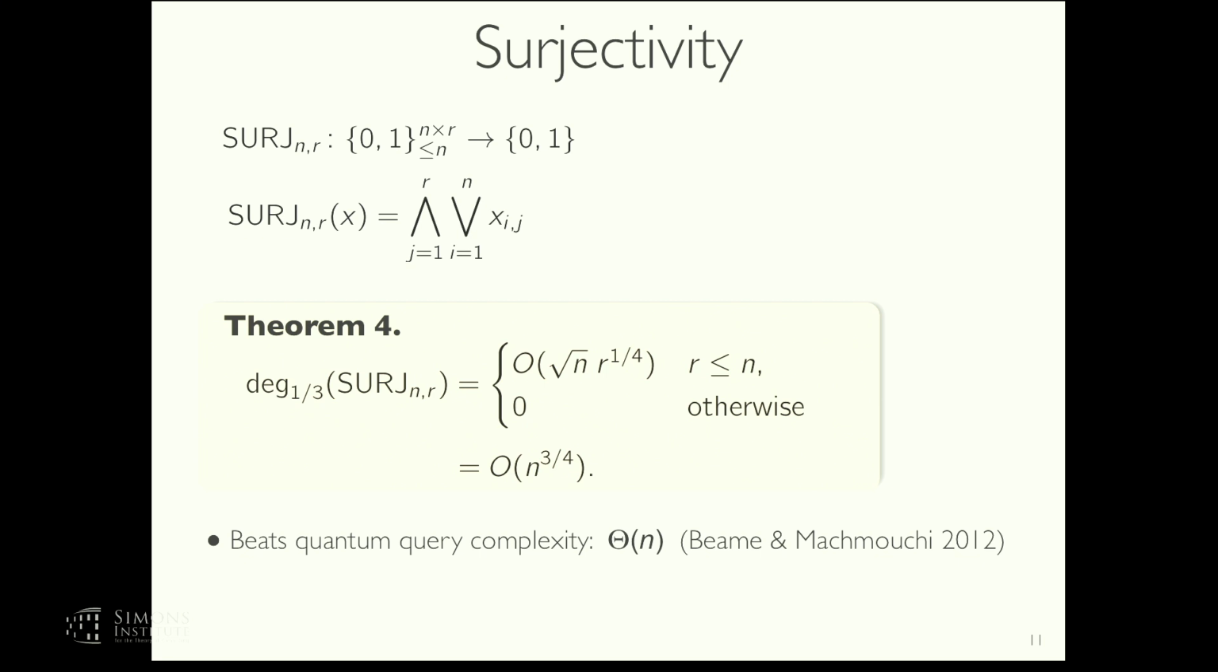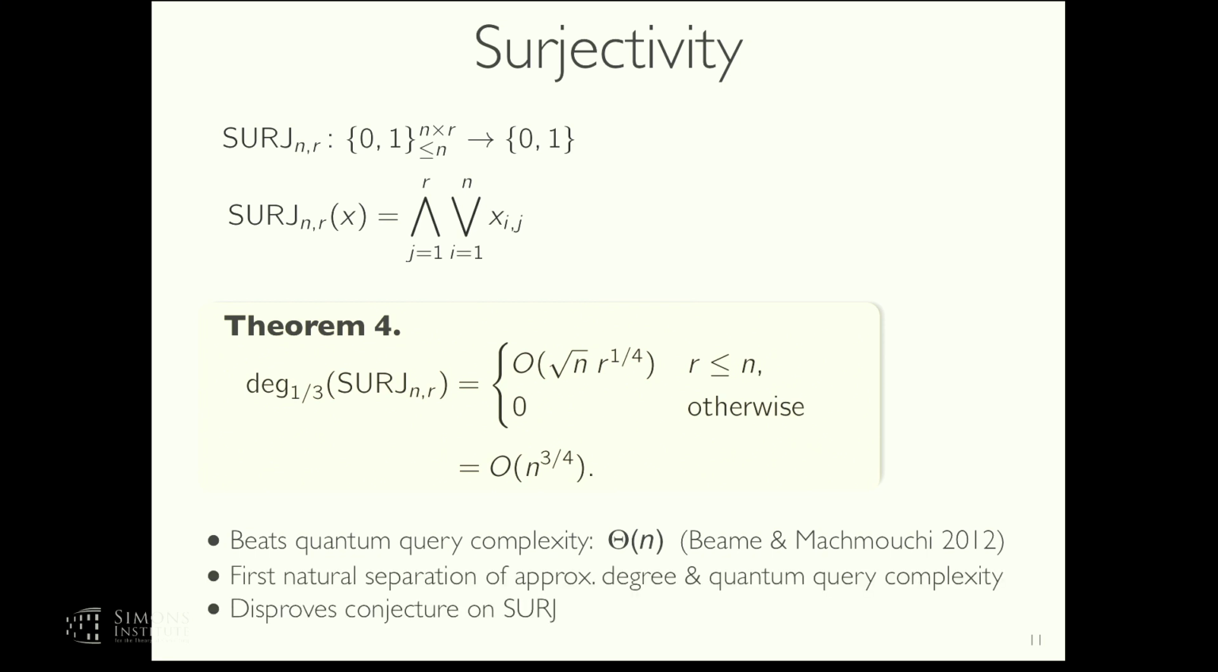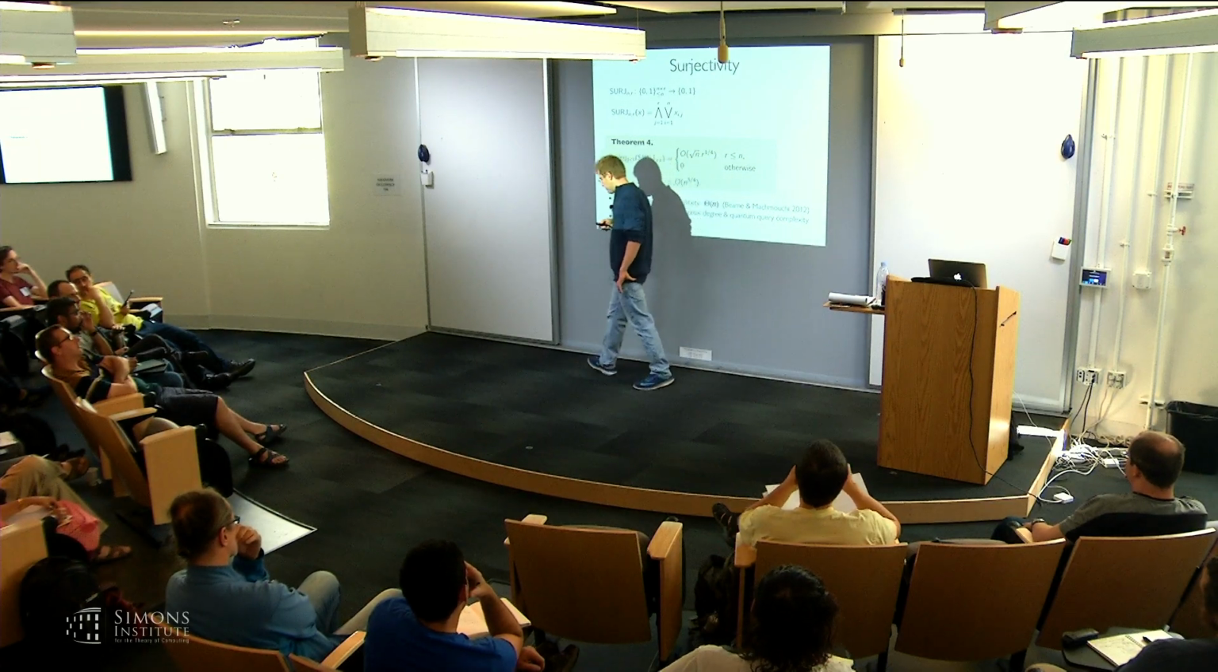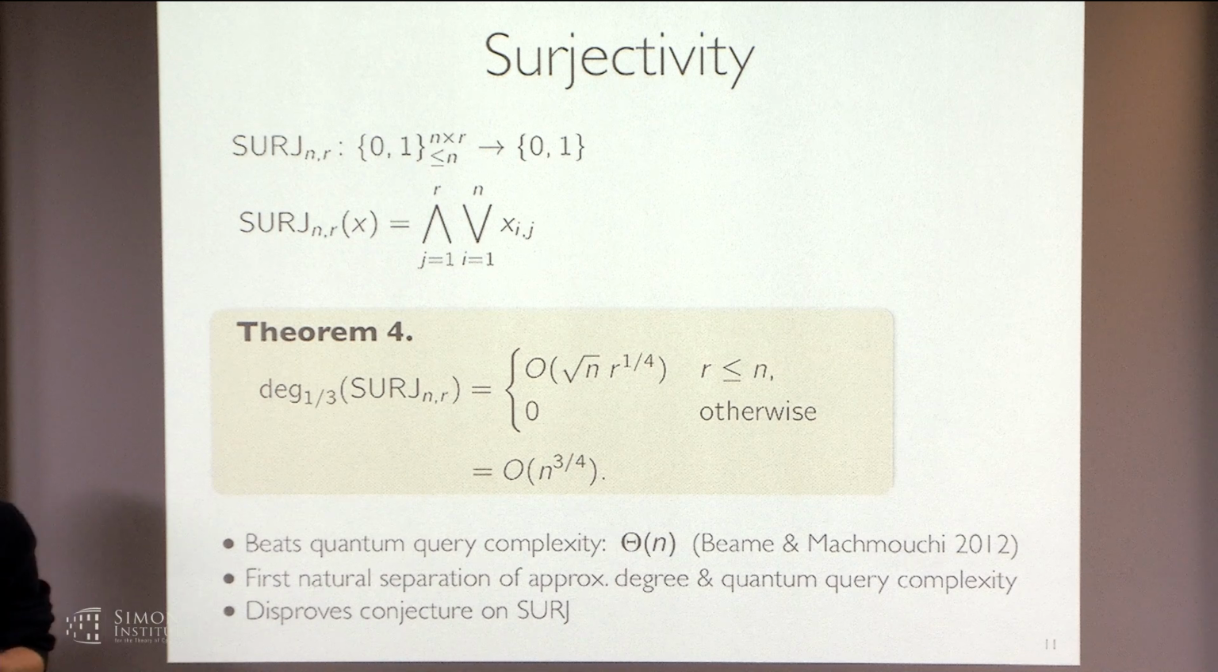But as it is, surjectivity decided otherwise, and it turned out that it does not have linear approximate degree. So we disproved this conjecture that the approximate degree of this function is n, and in reality, it turns out to be n to the 3/4 at the most. Okay, when you compare the linear complexity for algorithms versus the complexity of n to the 3/4 for polynomials, you get a polynomial gap between the two quantities. So polynomials outperform quantum algorithms.